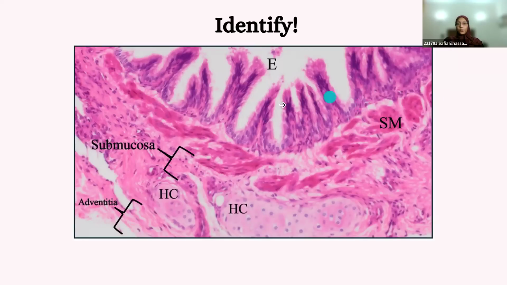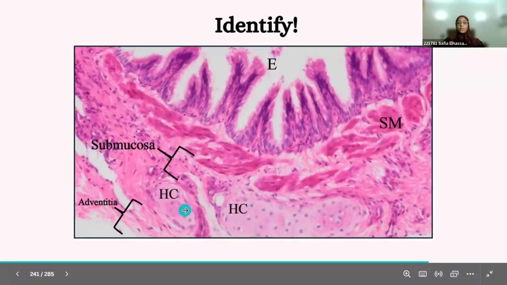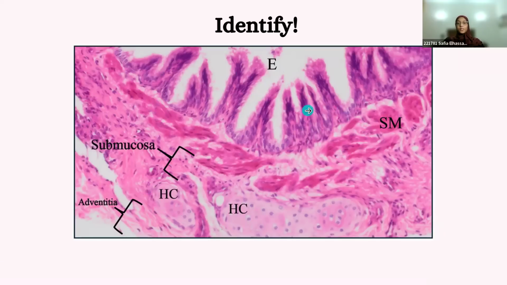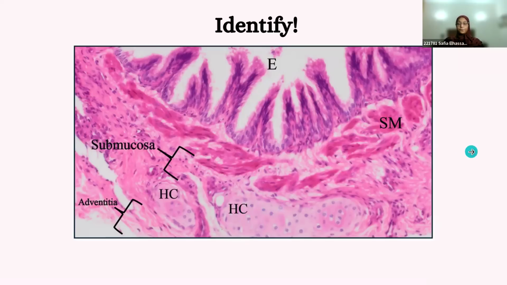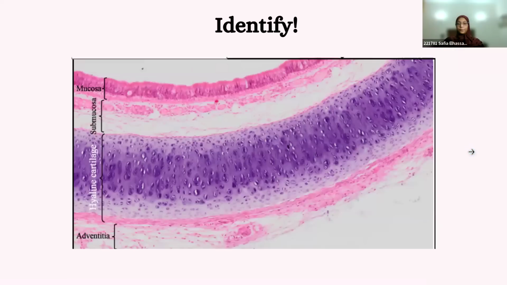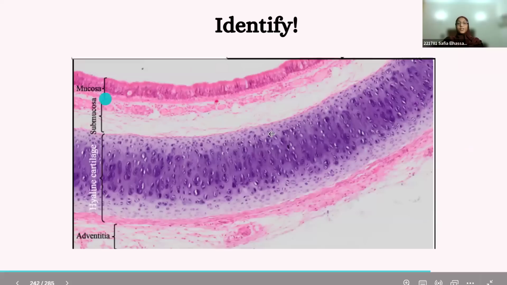All right. So this is a bronchus, and you can tell that it's a bronchus because it has these cartilage plates. It doesn't have a full cartilage layer or a cartilage ring like the trachea does, but it also does have cartilage as opposed to the bronchiole, which doesn't have. And this is the trachea.